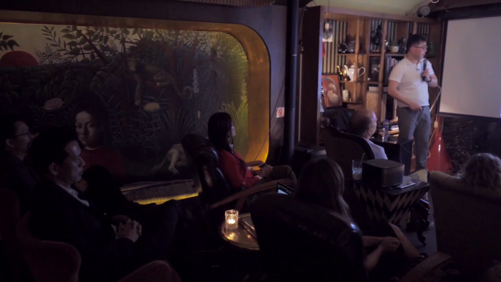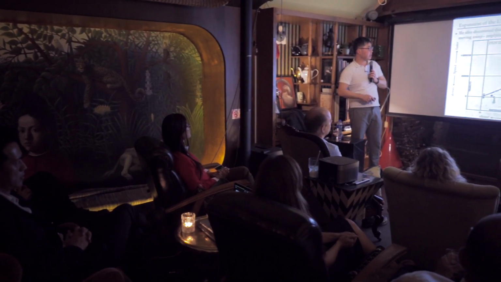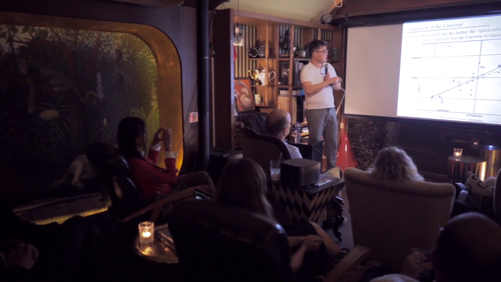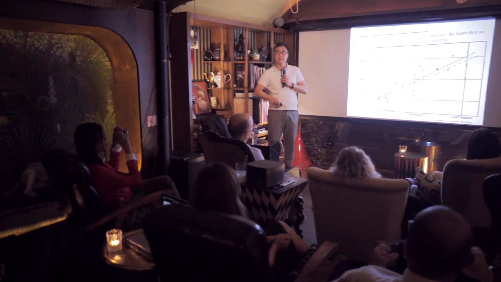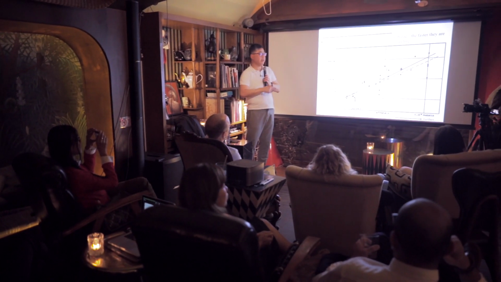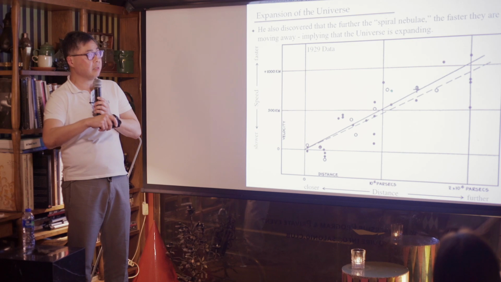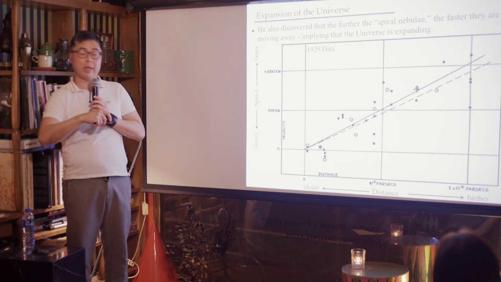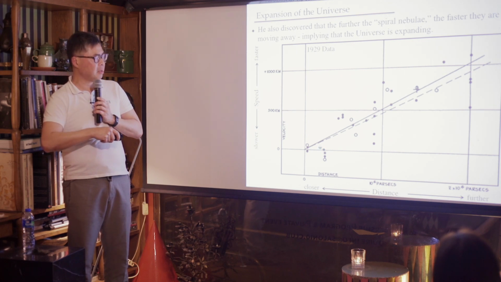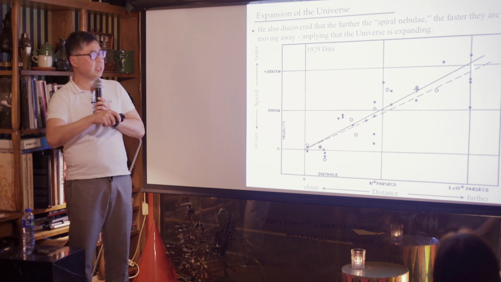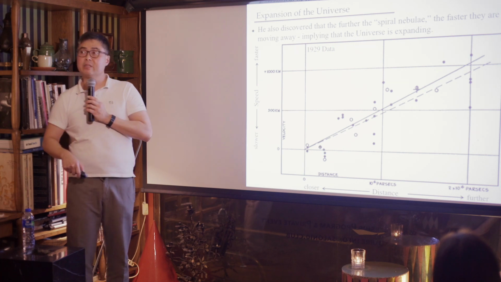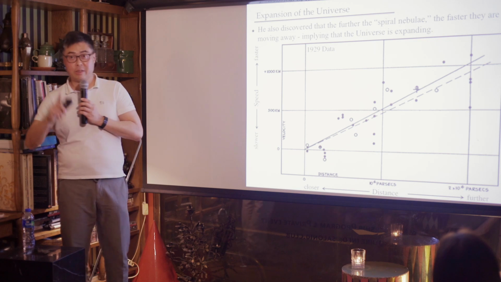Now, what Hubble also discovered is this. Here I plot the speeds of the galaxies, positive here meaning the galaxies are moving away from us. What you can see is that generally speaking, the further the galaxy, the faster it's moving away. Nearby galaxies are not moving away at very high speeds, but distant galaxies are moving away at very high speeds.